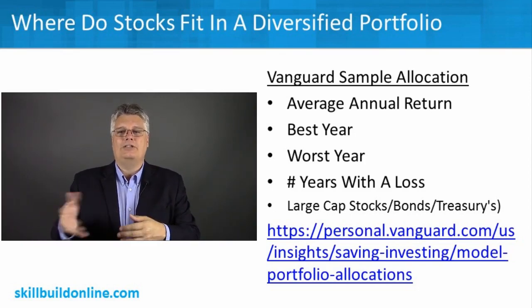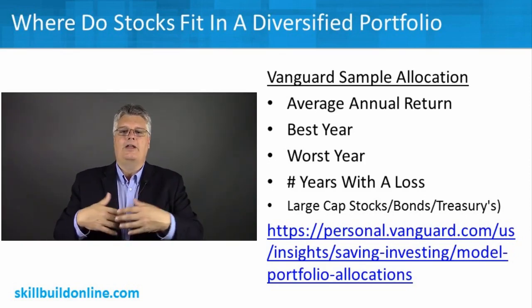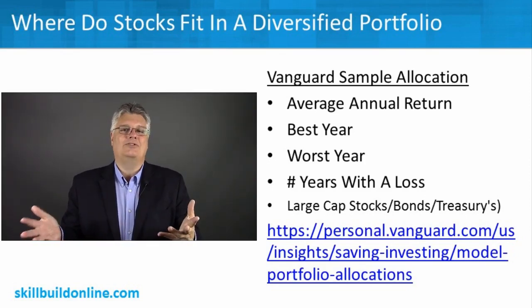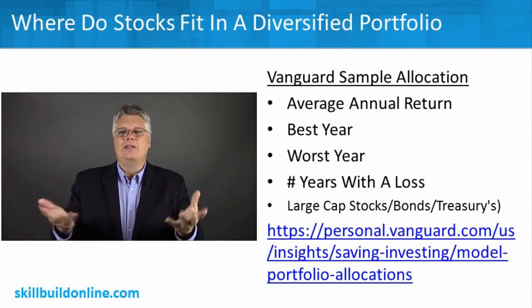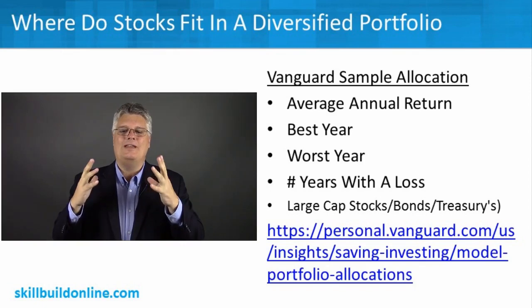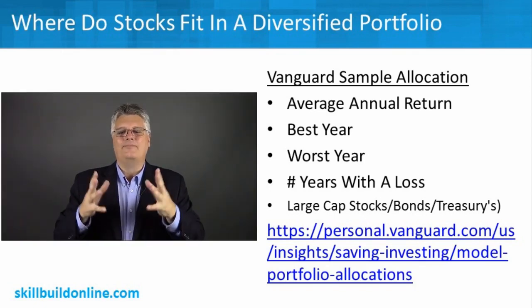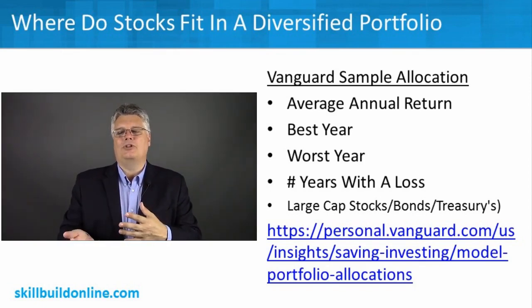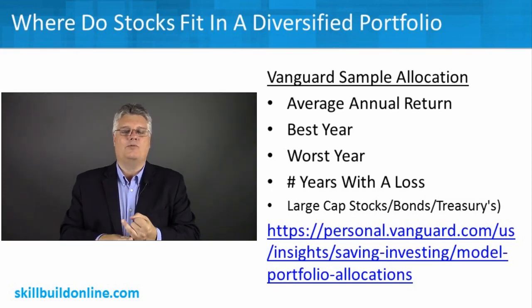So the link is on the slide, but if you're looking to go to it, basically search Vanguard, and under model portfolio allocations, or if you put Vanguard model portfolio, you'll find it pretty easily. You can see the link up at the top here too on the screen. So basically, what Vanguard is going to show you is some average annual returns.